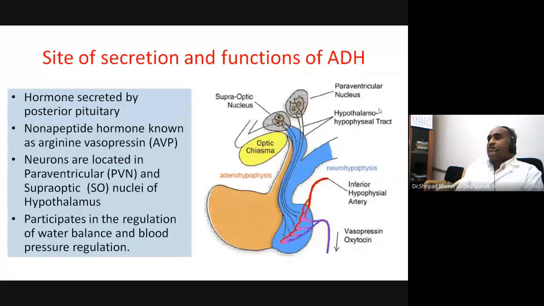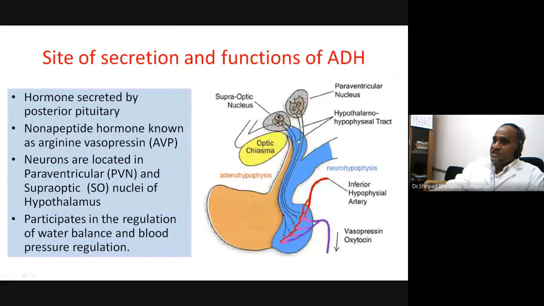Now, where is it secreted? That's the first question. Let me tell you, it is a neurohormone. It's not a pure hormone, it is a neurohormone. That means it's a neural secretion coming from the hypothalamus, released into the neurohypophysis or the posterior pituitary, into the circulation here.